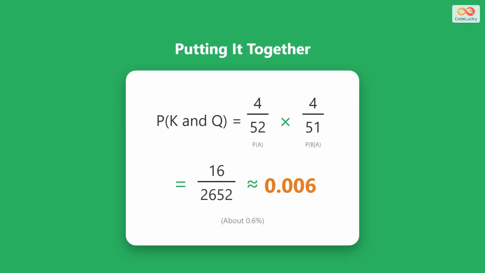To find the final answer, we multiply our two results. 1 over 13 multiplied by 4 over 51 equals 4 over 663. In decimal form, this is approximately 0.006, or roughly 0.6%.